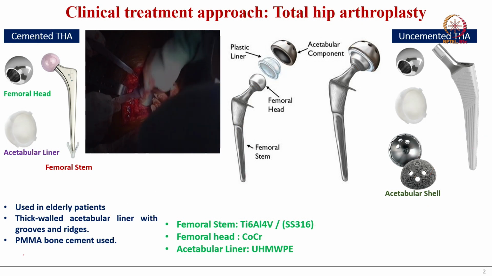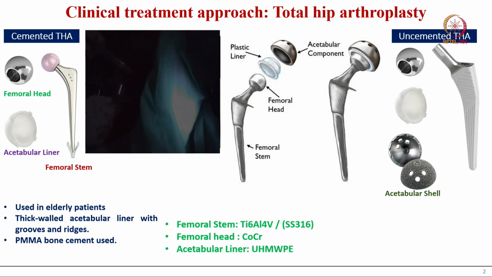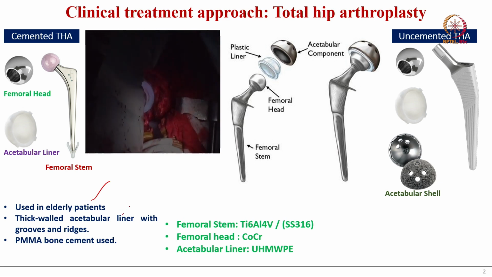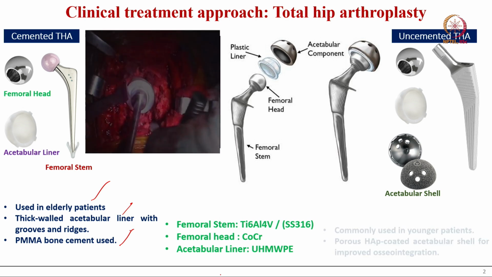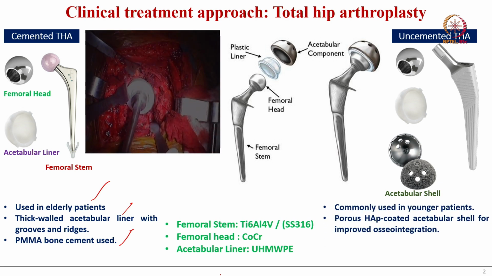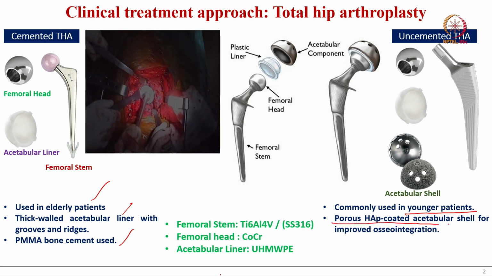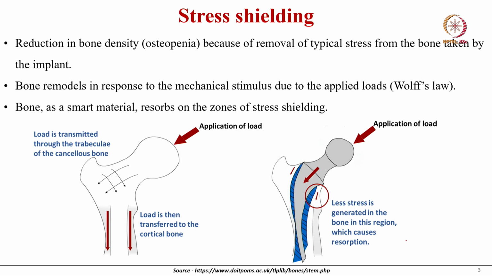So, typically cemented total hip arthroplasty is used in elderly patients, and a thick walled acetabular liner is used, and PMMA bone cement is used. Now, what you see in case of the uncemented is more used for younger patients, with a porous hydroxyapatite coated acetabular shell for improved osseointegration, right. So, this is that entire thing.